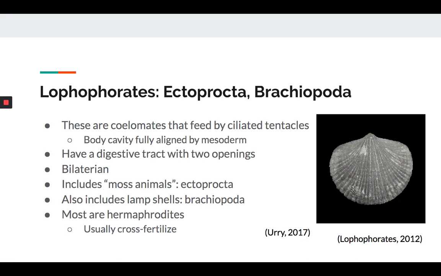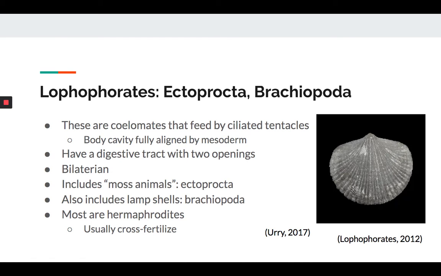The lophophorates can be ectoprocta or brachiopoda. They are coelomates that feed by ciliated tentacles, and they have a body cavity fully lined by mesoderm. They have the cilia, which creates water currents and moves food particles towards the mouth. They are also bilaterian, which means they have bilateral symmetry and have diploblastic development.